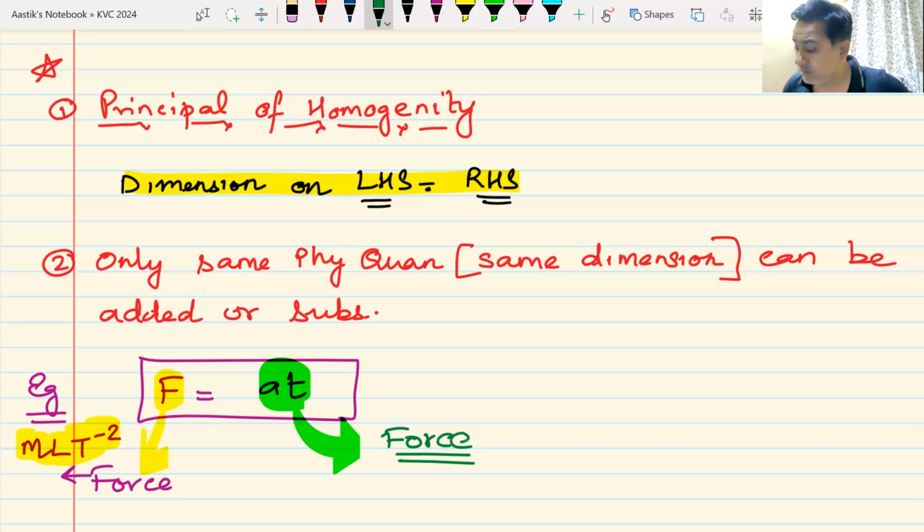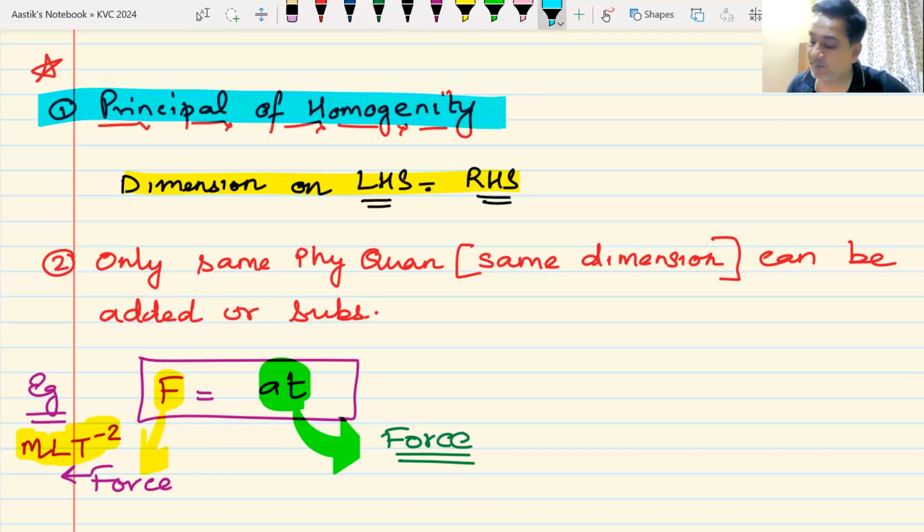Anyone has any doubt? This is what I am applying, the first principle of homogeneity. Whatever is on the left hand side, same thing is on the right hand side. Do we understand this? So A into T, whatever it is, it has to be force.